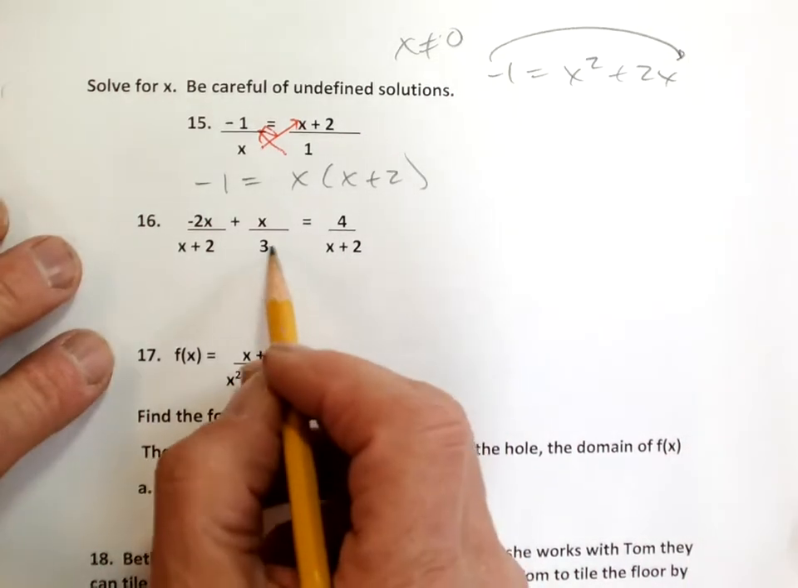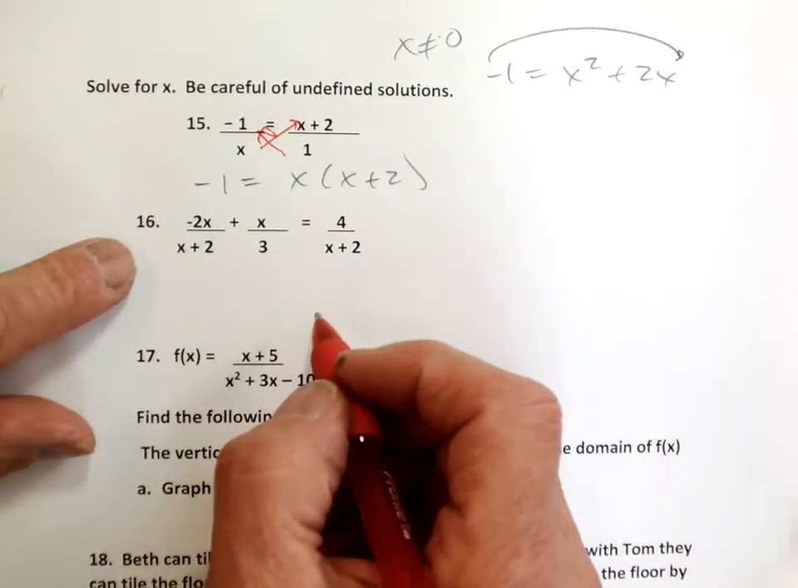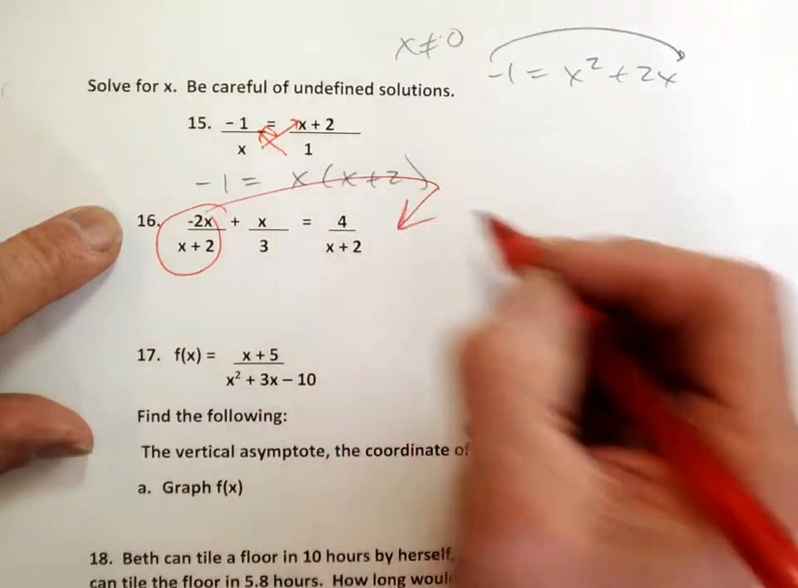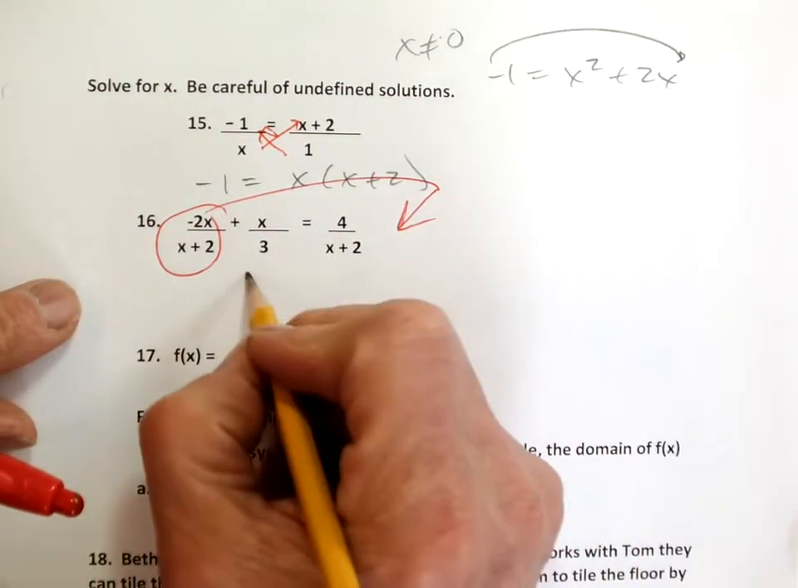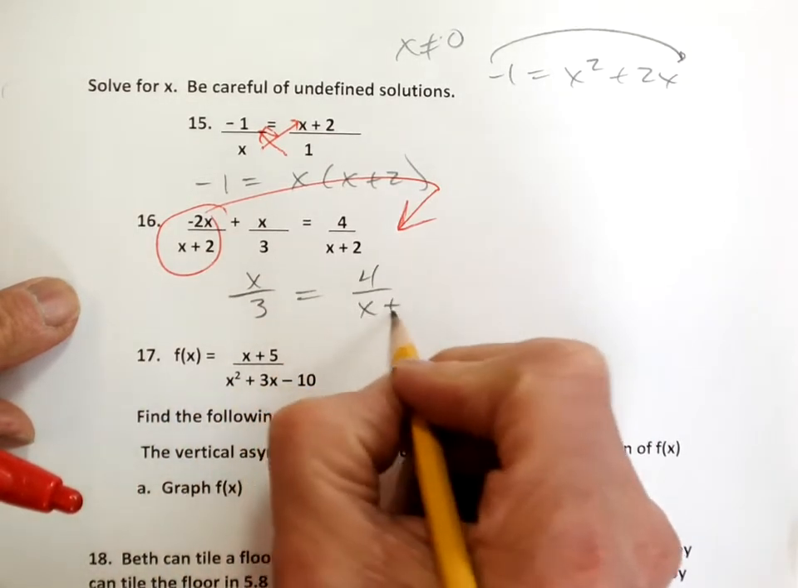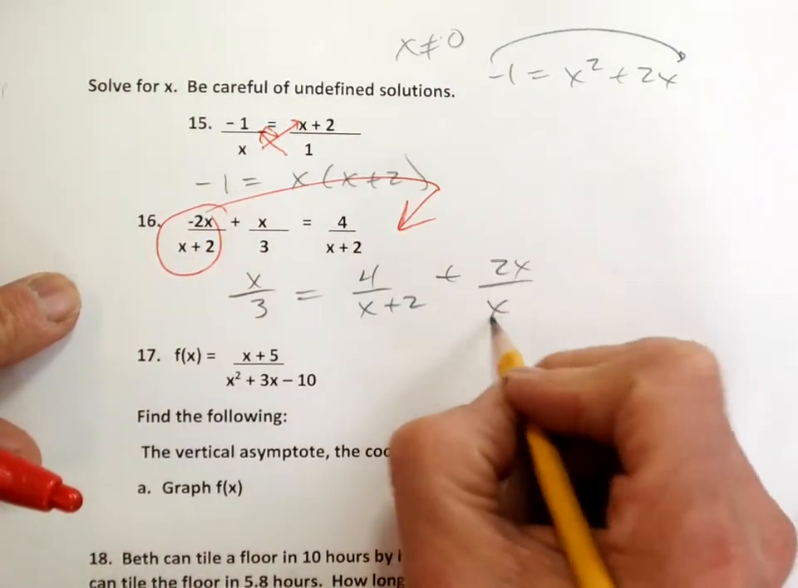16, what I'd like to do is first get a common denominator. So, or you can even bring this over. Oh, that might be easier. If you bring this one over, then you can cross multiply, because then you'd have an x over 3 is equal to a 4 over an x plus 2 plus a 2x over an x plus 2.